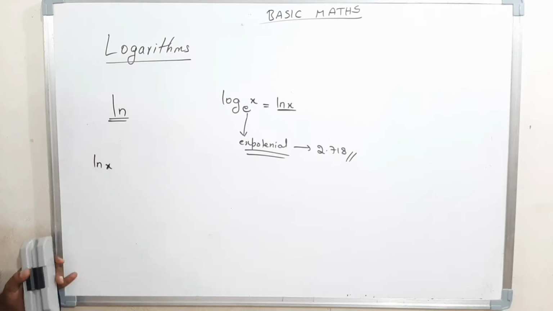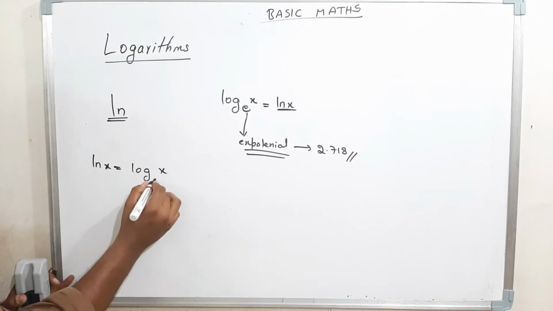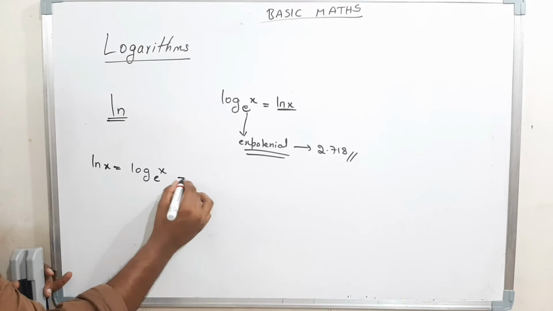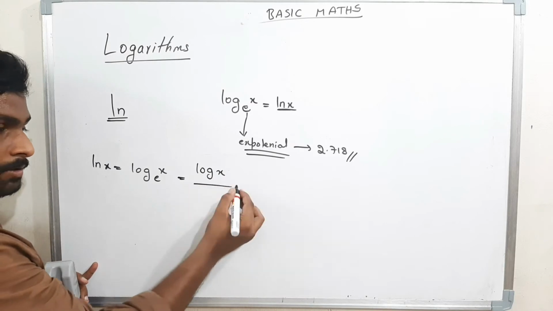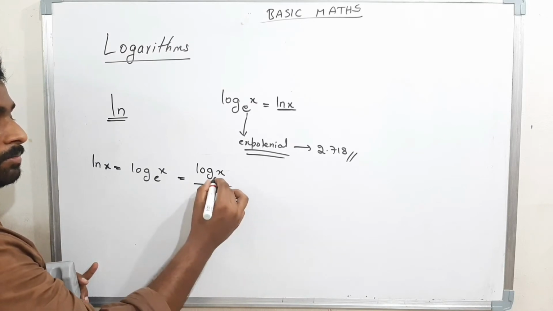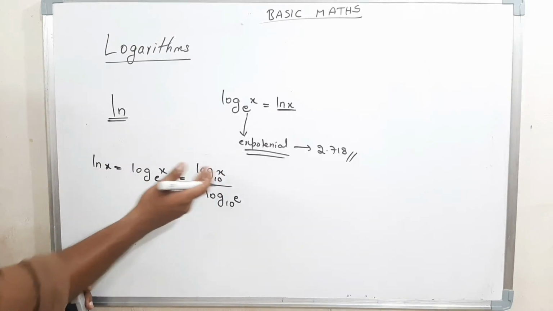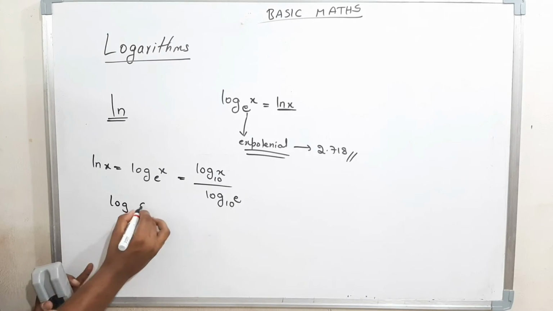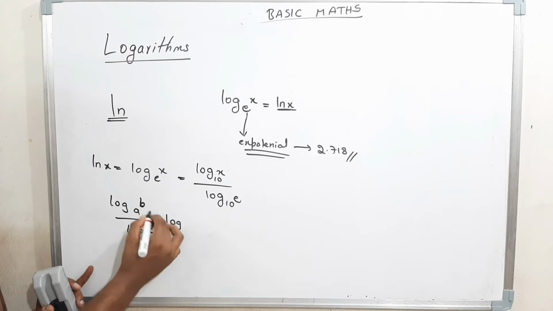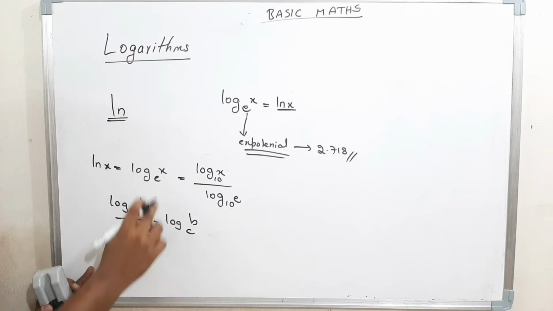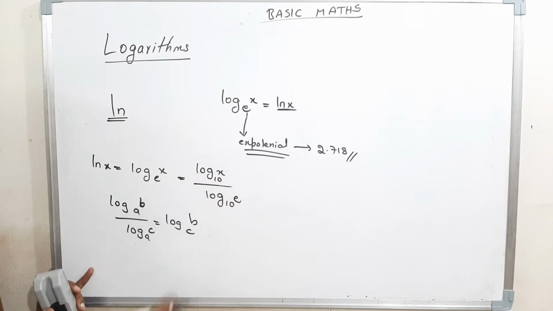Ln x I can write as log x base e. Now how can I write this? I can write this as log x base 10 by log e base 10. Can I write like this? Just before I told this formula: log b base a by log c base a is nothing but log b base c. The same thing I did here. Log b base c is nothing but log x base 10 by log e base 10.